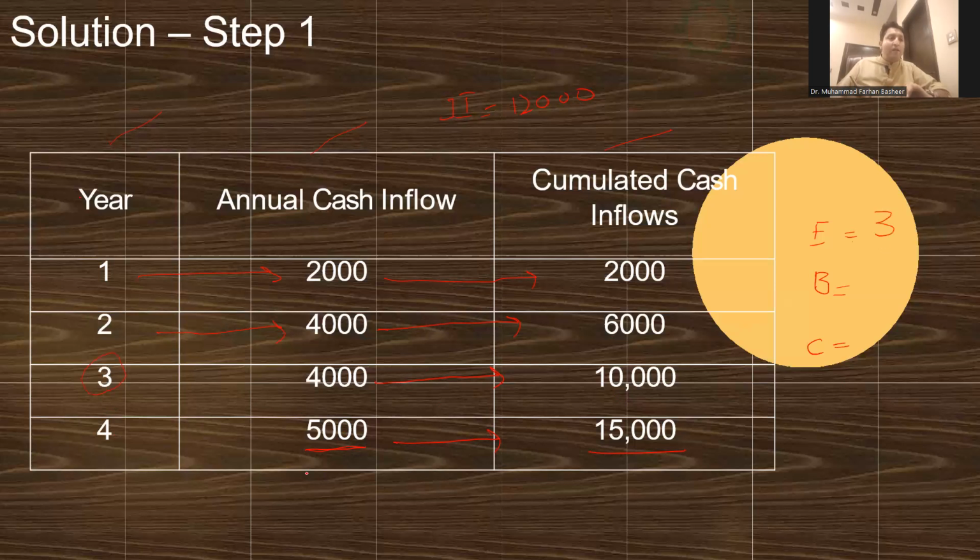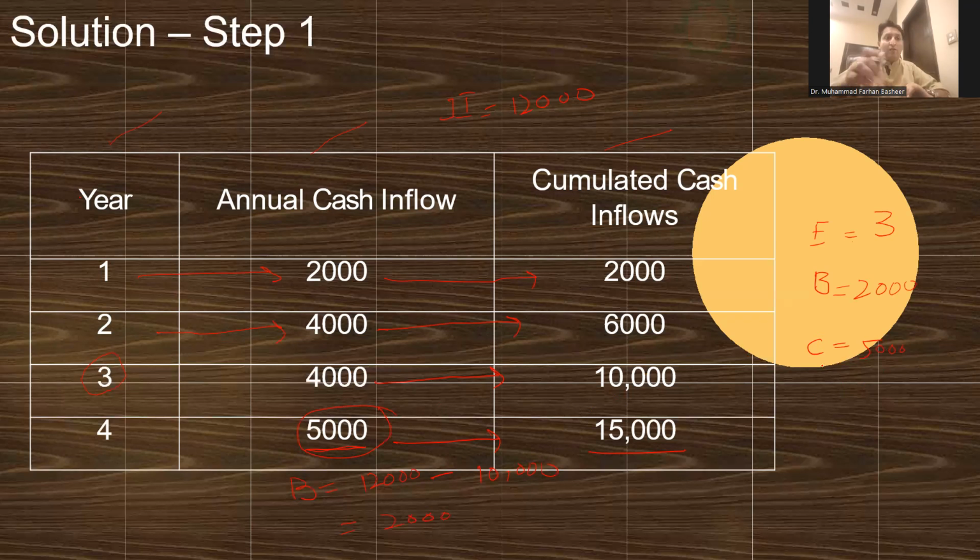What is B? Balance to be recovered. I explained the formula of balance to be recovered: initial investment, which is 12,000, minus the accumulated cash flow during the E year, which is 10,000. So how much amount is to be recovered? 2,000. So B is 2,000. What is C? C is the cash flow during the year of recovery or payback year. This is 5,000. So C will be 5,000.